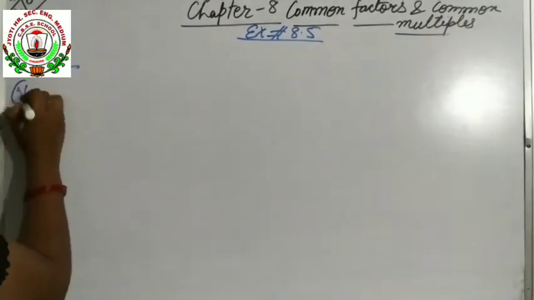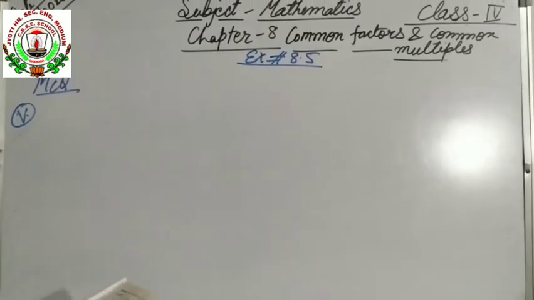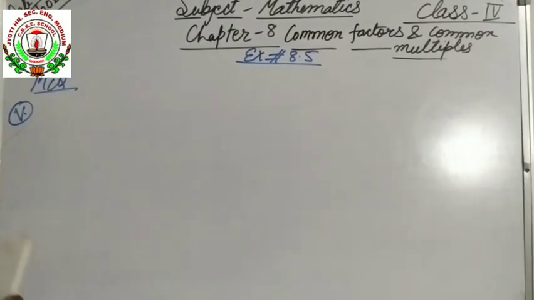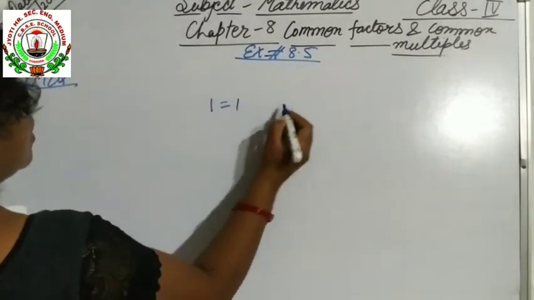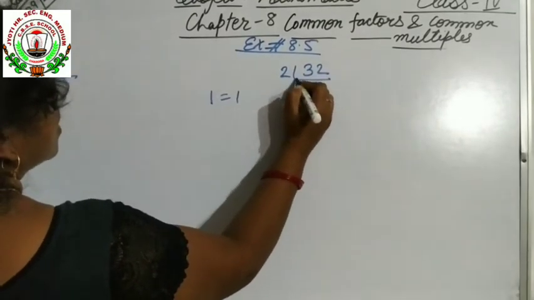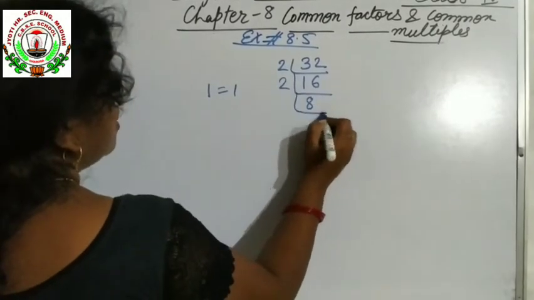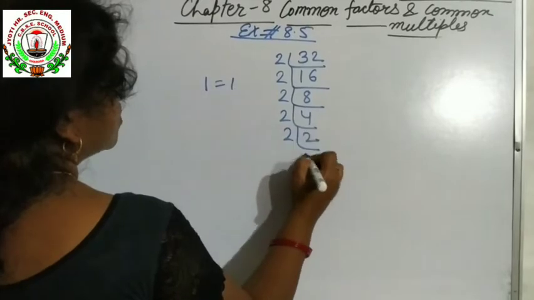Question number 5. In question number 5, the HCF of 1, 20 and 32. HCF of 1 is 1. Now you will find out the prime factors of 32. 2 ones are 2, 2 sixes are 12. 2 eights are 16, 2 fours are 8. 2 twos are 4, then 2 ones are 2.